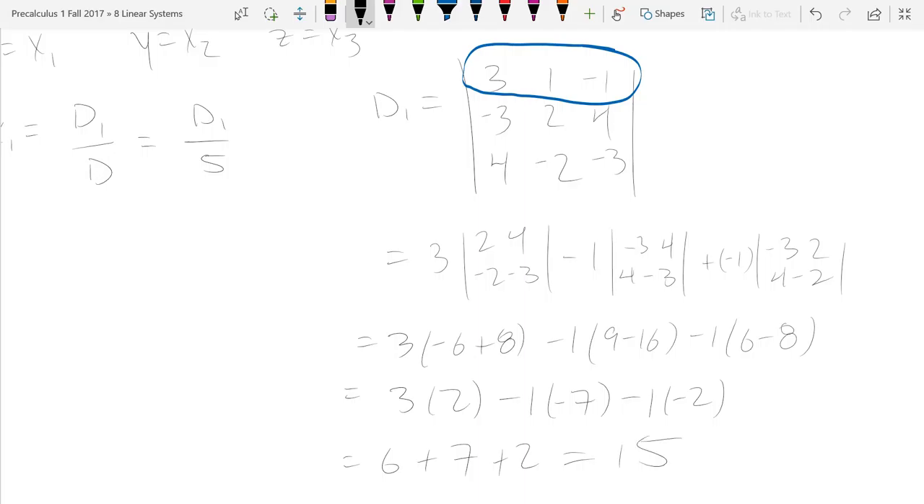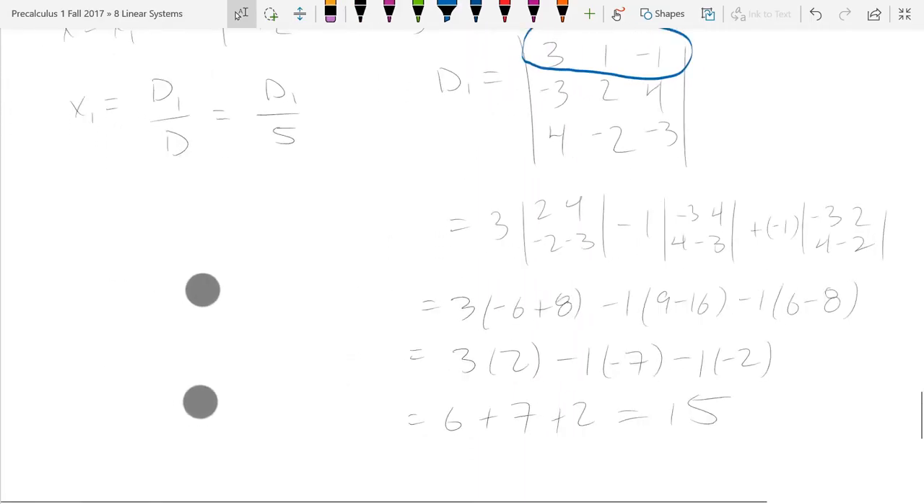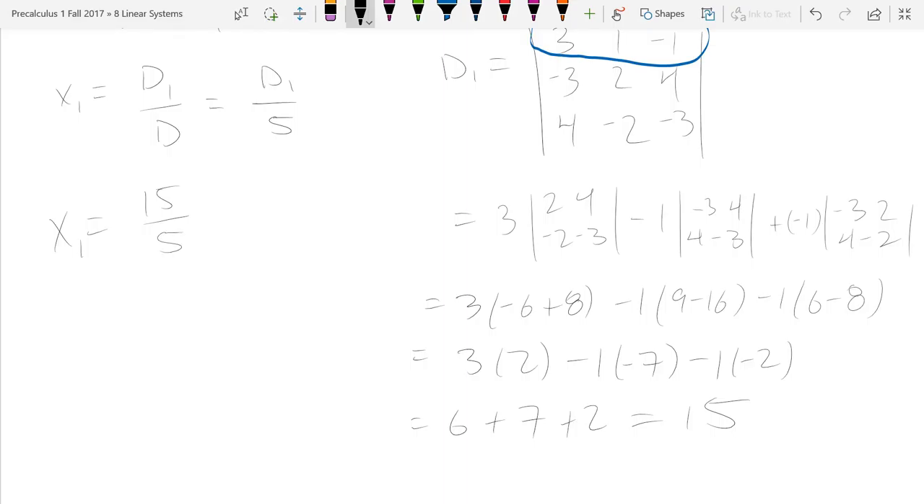So you should have gotten 15 for this determinant here. And this lets us come back to write down x1. We got the 15 in our numerator. Our denominator was that determinant we got before, which was 5. And that reduces down to 3. So x equals 3 is the first coordinate.